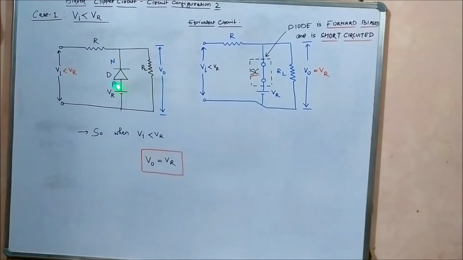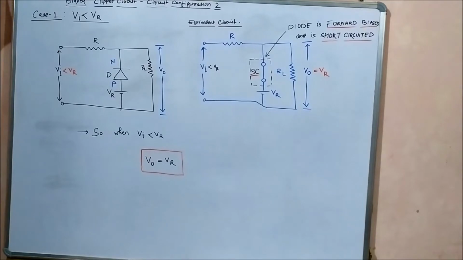I have posted 2 or 3 videos related to forward and reverse biasing of PN junction diodes. Please check out those videos on my channel so that you understand forward and reverse biasing of diodes in a better way. In clippers, this forward and reverse biasing of diodes is very crucial and important, and it determines the behavior of the circuit and its output.